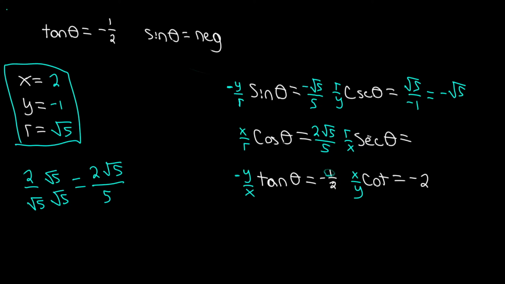And for secant, we're not just going to flip it again, because we don't want to put the square root back in the bottom. We'll just have to undo it. So we look back at our information over here, and we find that r is square root of 5, x is 2. So square root of 5 over 2. And that's that. Let's do one more.